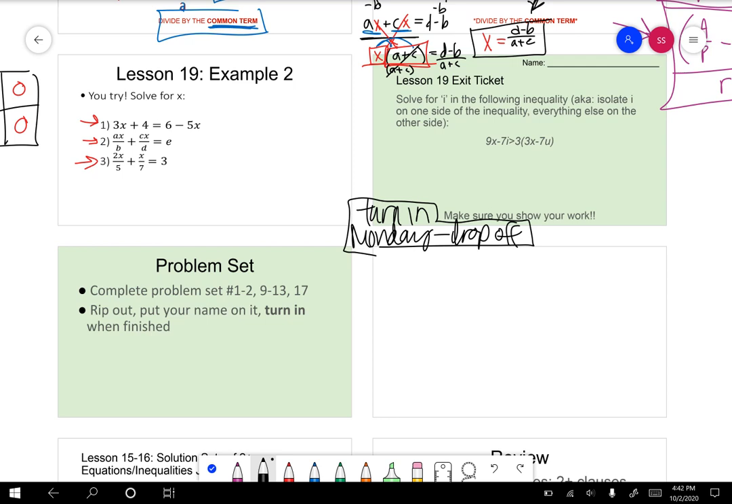Okay. So there's your exit ticket. It was printed for you, so you can just do it on that piece of paper and then turn it in with the Monday pickup. Or if you weren't able to pick stuff up Monday, or if you were absent or something, you can just do it on a separate piece of paper. That's fine. But basically, you're just solving for I in this inequality. Okay, keep in mind it's an inequality. So don't forget, if you multiply or divide by a negative, you have to flip the sign.